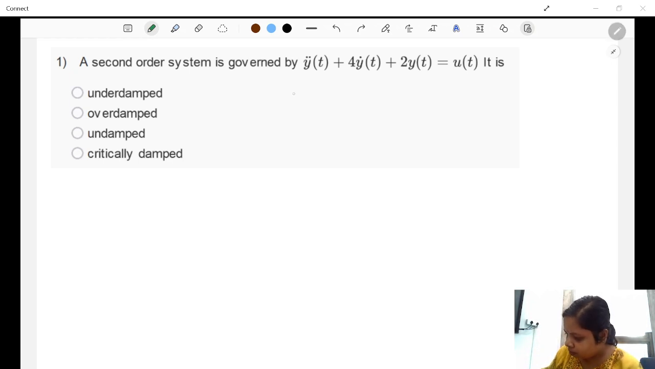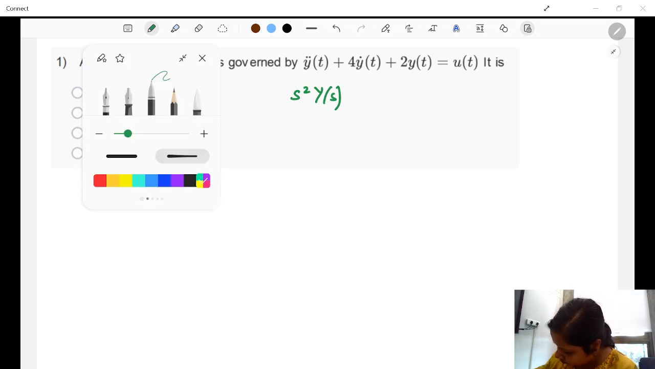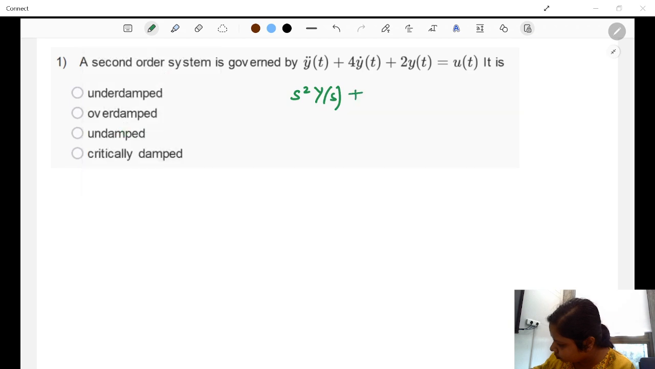Here it would be the Laplace transform of y double dot t is, does anyone remember? Okay, I'll solve this problem. Okay, yeah, s square, very good. So it would be s square Y(s) plus 4sY(s) plus 2Y(s) is equal to U(s).